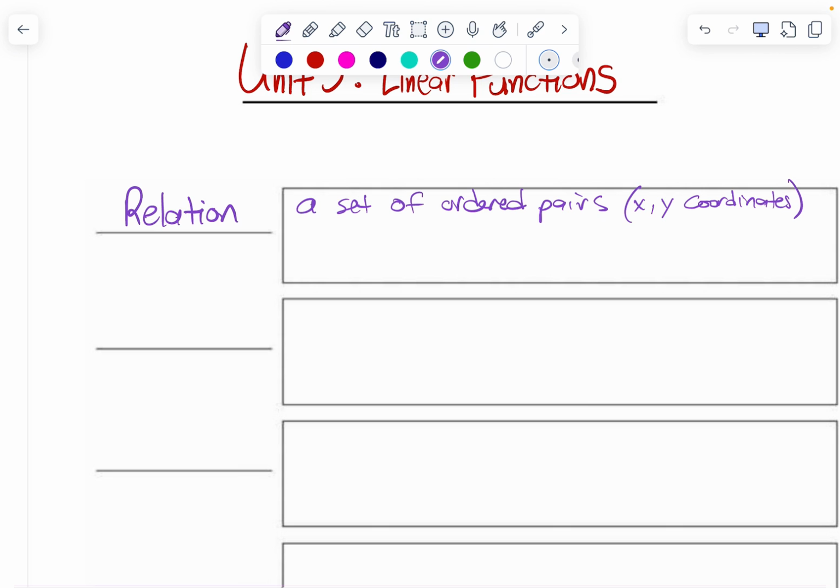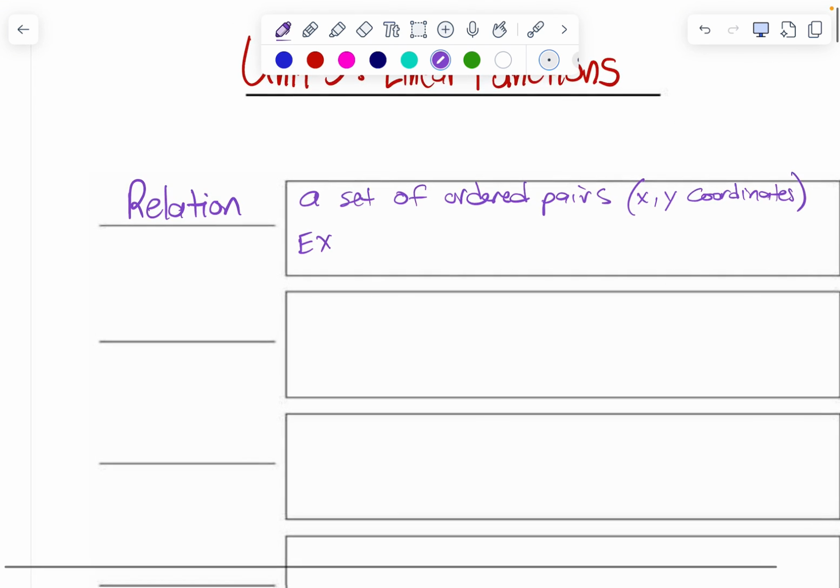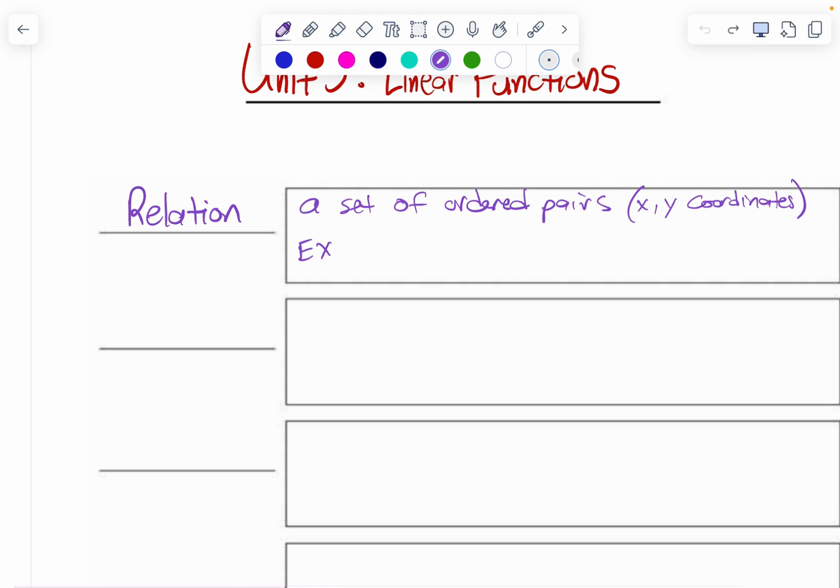Is it okay? Okay. A set of ordered pairs, which are just xy coordinates, so think points, right? That's all they are. So, like some examples. I think the best example would be like a box with X's on the top and Y's on the bottom. Okay, do that. Okay. I am going to give you like a point. Remember, it's always xy.